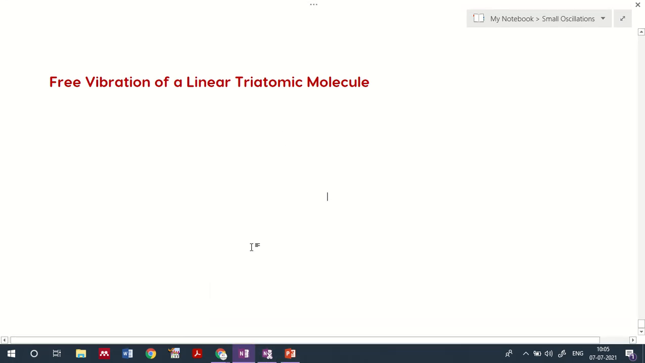So good morning everyone. Today we are here to discuss free vibration of a linear triatomic molecule. In our last class we discussed the two coupled oscillator case. The same scenario we can extend to the case of a molecule where we are dealing with a triatomic molecule. For example, since we are dealing with a linear triatomic molecule here.